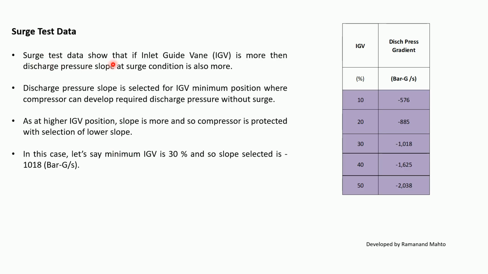Surge test data shows that if the inlet guide vane position is more, then the discharge pressure slope at surge condition is also more. You can see, the more the IGV position, the slope is also increasing. The discharge pressure slope is selected for the IGV minimum position, where the compressor can develop the required discharge pressure without surge. As at higher IGV position the slope is more, the compressor is protected with selection of the lower slope. In this case, let's say the minimum IGV is 30%, so the slope selected is minus 1018 bar gauge per second.